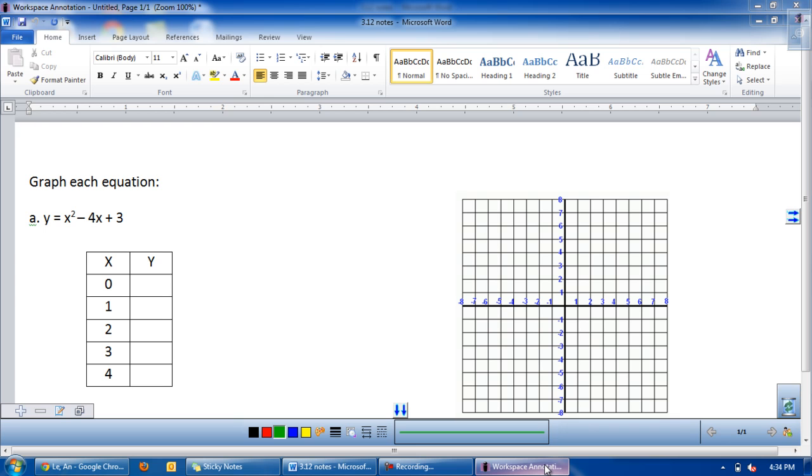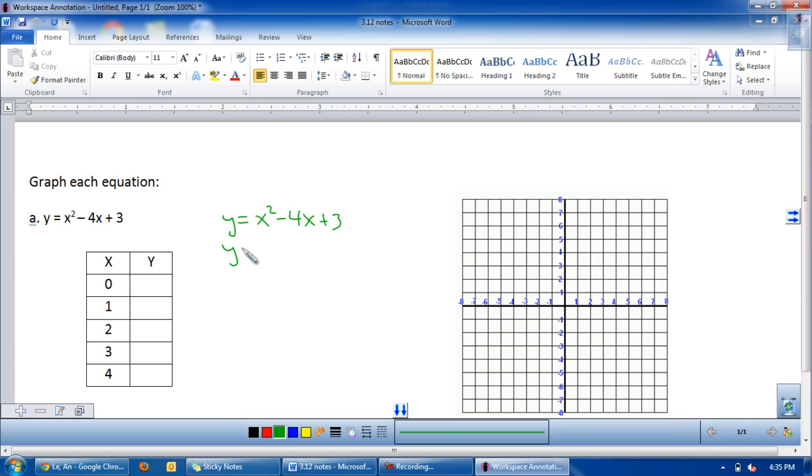Alright guys, today we are going to look at how we can graph an equation. So we're going to look at this first example, y equals x squared minus 4x plus 3. What is already given to you is a set of x values. So what we need to do is replace each x value into the equation to find the missing y value. So we're going to recopy y equals x squared minus 4x plus 3.